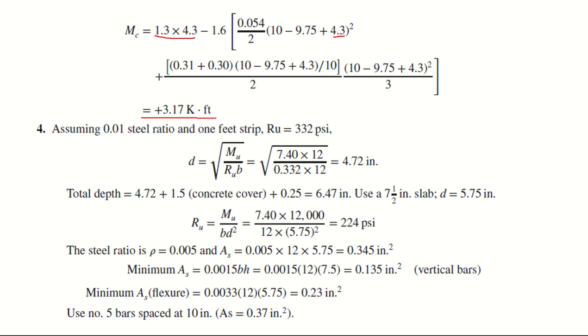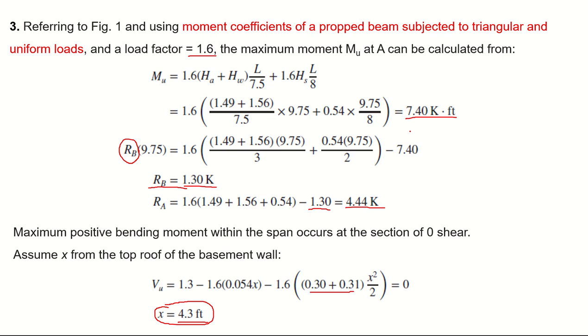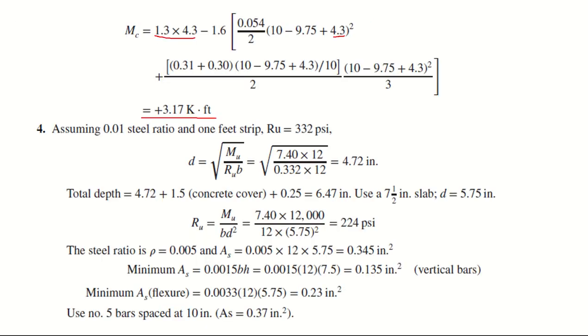Ru is equal to 332 psi. This is the formula for Ru, don't worry. From this we can determine the value of d, which is equal to the square root of Mu divided by Ru b. So Mu is 7.4, multiplied by 12 to convert it into inches, divided by the Ru and b we just determined, and the minimum required depth is 4.72.